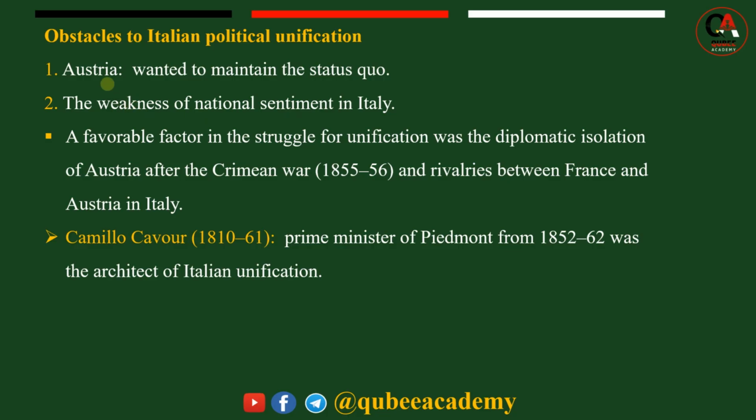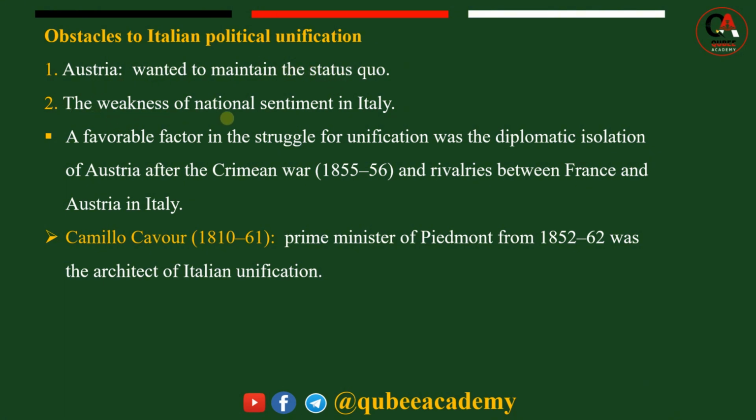The first obstacle is the existence of foreign powers like Austria and France. Austria wanted to maintain the status quo. As we saw before, Lombardy and Venetia were directly ruled by Austria. Again, other states like Parma, Modena, and Tuscany, as well as the Kingdom of Sicily or the Kingdom of Naples, were influenced by the rule of Austria.